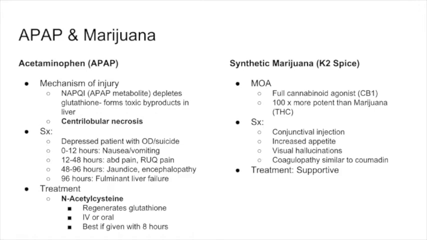Synthetic marijuana has been associated with coagulopathy similar to Coumadin, and it's vitamin K dependent. They found that patients can have significant bleeding, and these patients respond to high doses of vitamin K. I don't think that will be on your exam, but it may be important for you when you go on your rotations. Treatment is supportive for synthetic marijuana.